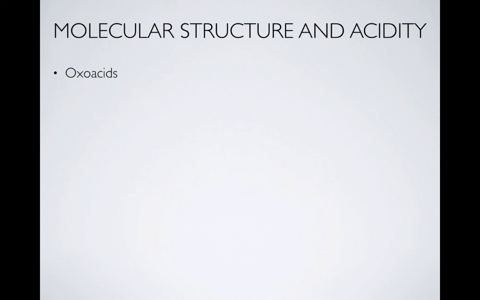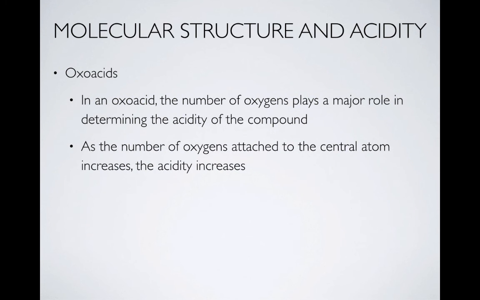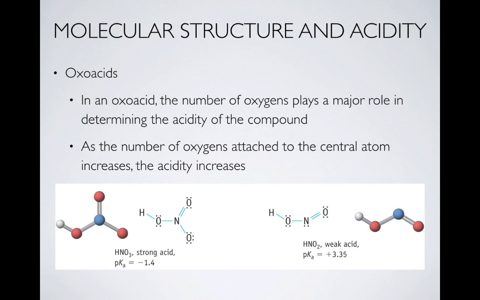Now we also have oxo acids, and we talked about those. In these oxo acids, things like nitric acid, sulfuric acid, the number of oxygens plays a major role in determining how acidic that compound is going to be. And as the number of oxygens attached to the central atom increases, the acidity increases as well. So let's just take a look at two related compounds here, nitric acid, HNO3, and nitrous acid, HNO2. We see the only difference between them is a single oxygen attached to that central nitrogen.